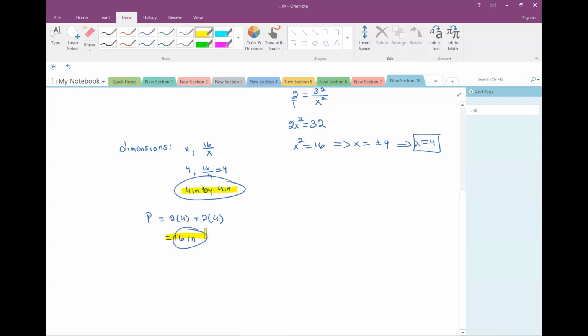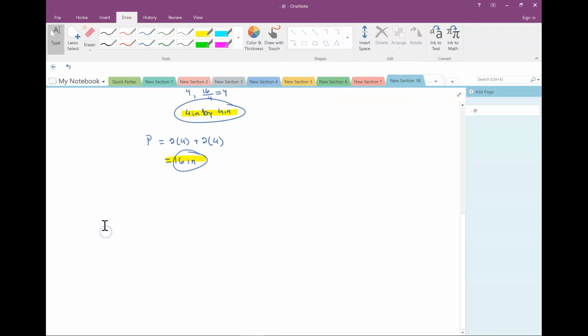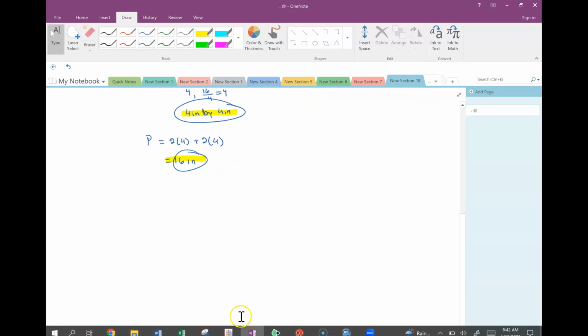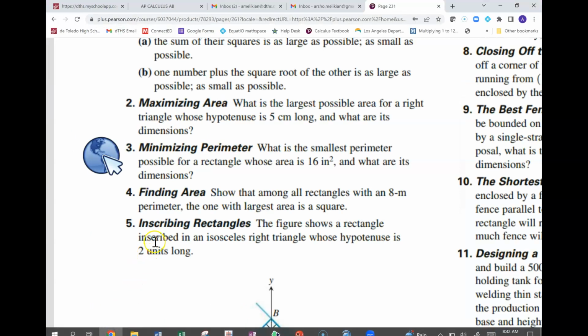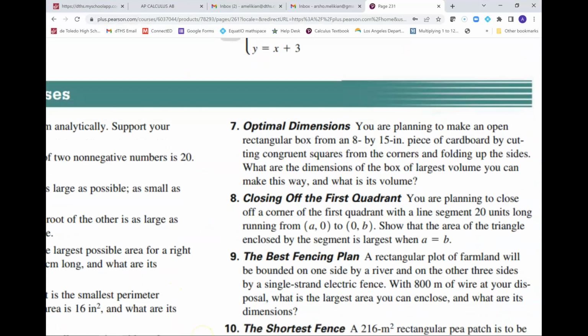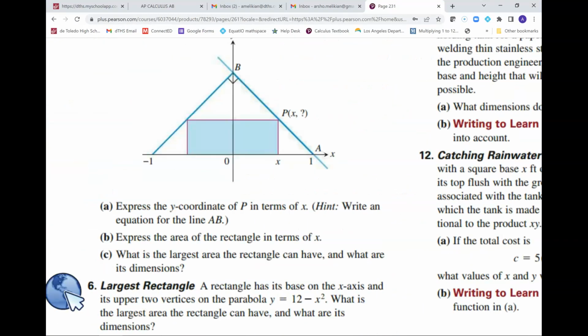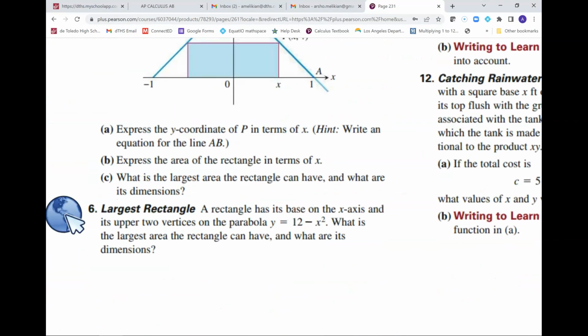Okay, so that was number 3, right? So, the next one was 6. Okay, let's go to 6. Where is 6? What is 6? How do you say 6?